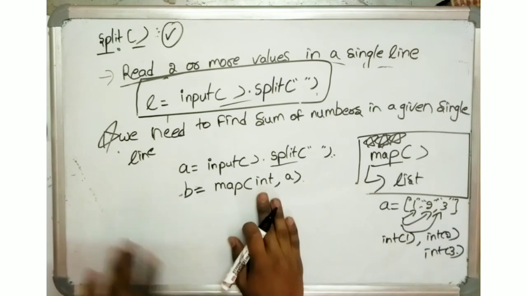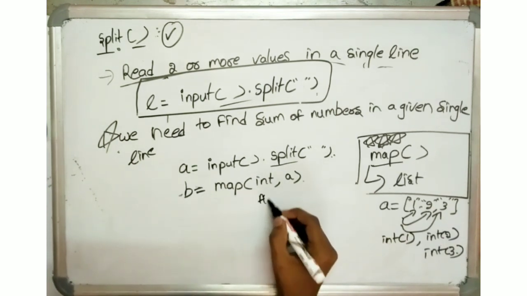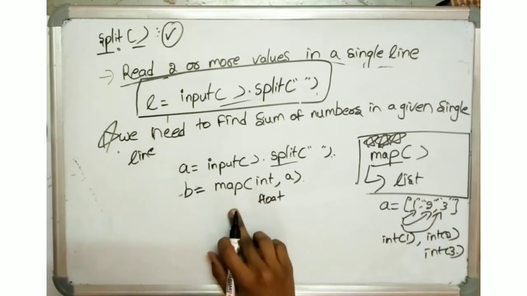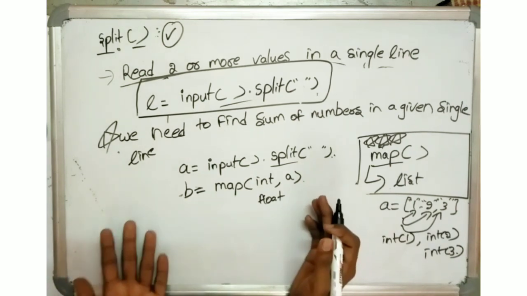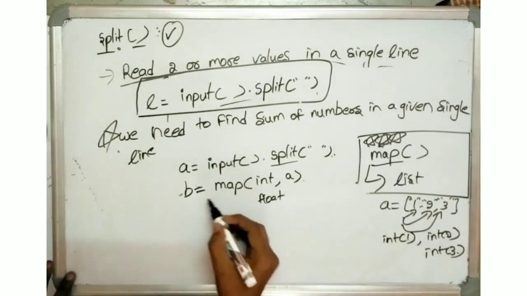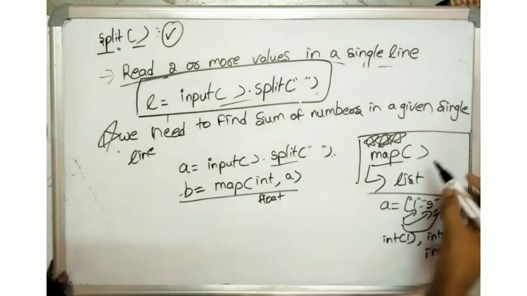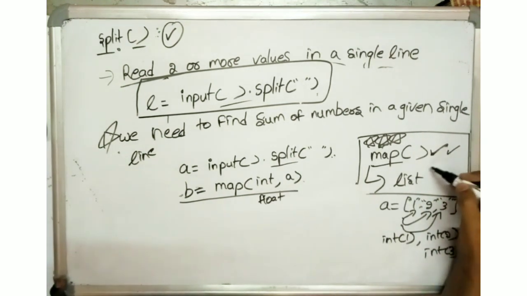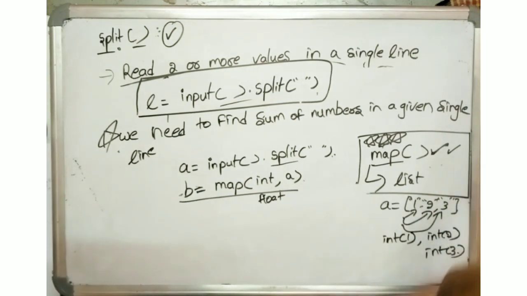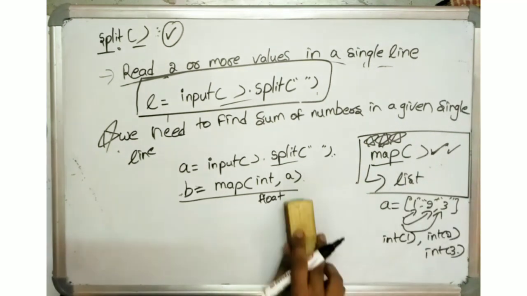If we want to convert into float, just write float there. Simple. We don't want to use a for loop, we don't want to use anything. Just remember the map function. It's an important function. Just remember this map.